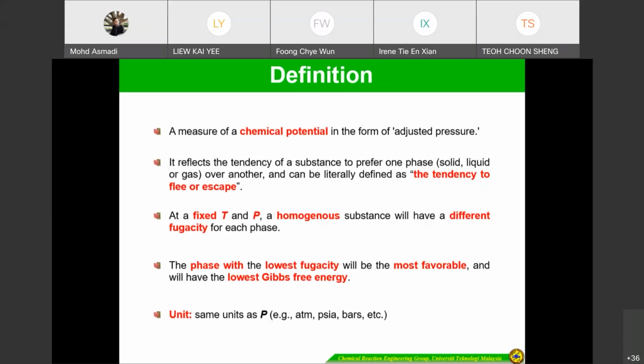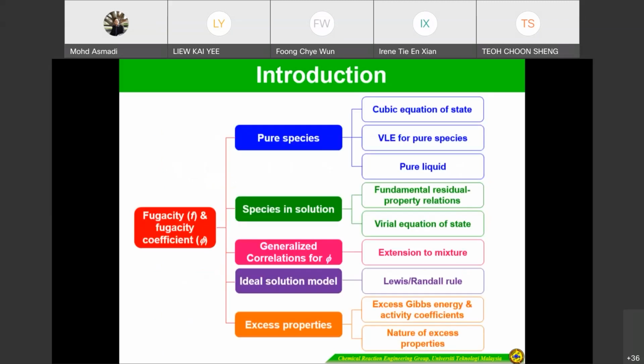Okay, so how to determine the fugacity? Before we determine the fugacity, we have to determine the fugacity coefficient. So the first thing we use for the pure species is a cubic equation of state.